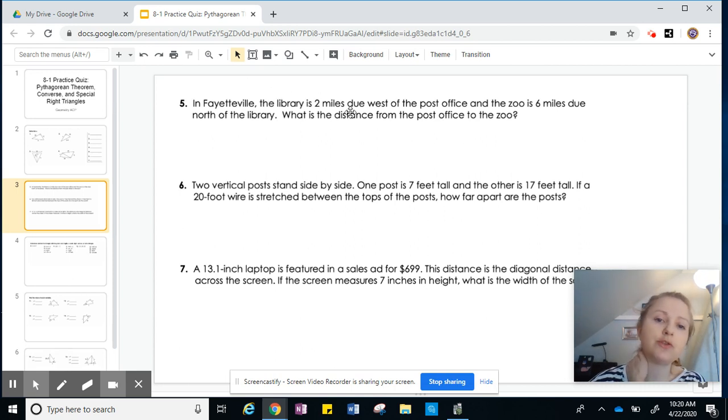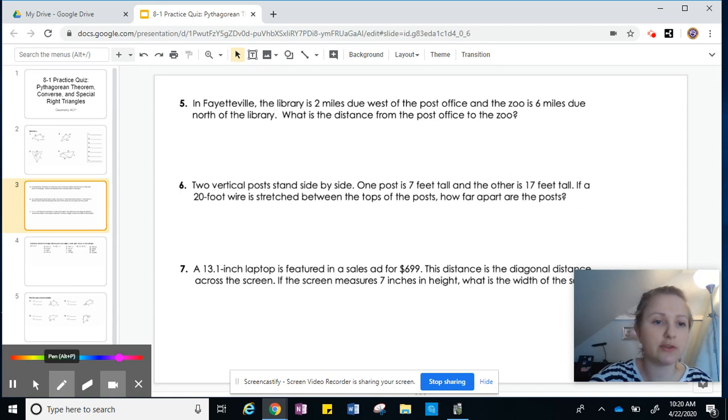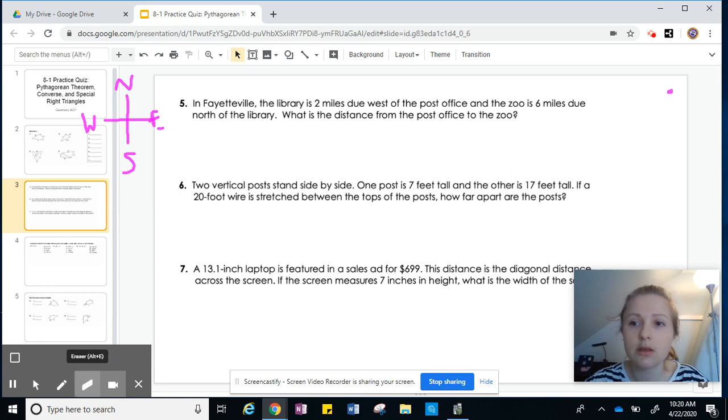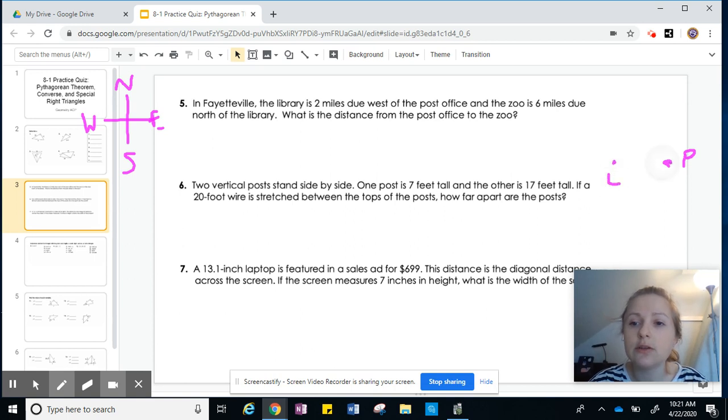So the library is 2 miles due west of the post office. So let's start drawing that. So first of all, what we need to know is north, south, west, and east. So the library is 2 miles west of the post office. So let's put the post office here. So post office is here. Library is here. 2 miles west, so 2 miles to the left of the post office.